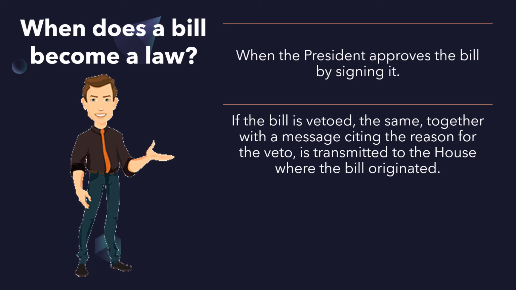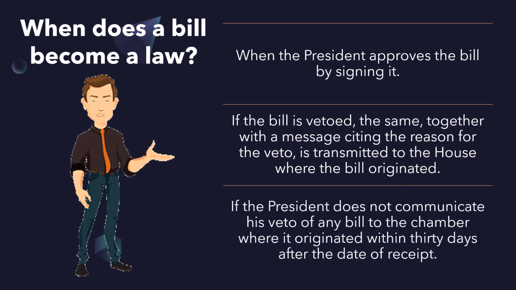When the President vetoes the bill and returns the same with his objections to the chamber where it originated, and the same is repassed over his veto by a vote of two-thirds of all members of both chambers. And lastly, if the President does not communicate his veto of any bill to the chamber where it originated within 30 days after the date of receipt, a bill may become a law even without the President's signature. If the President does not sign a bill within 30 days from receipt in his office, a bill may also become a law without the President's signature if Congress overrides a presidential veto by two-thirds vote.